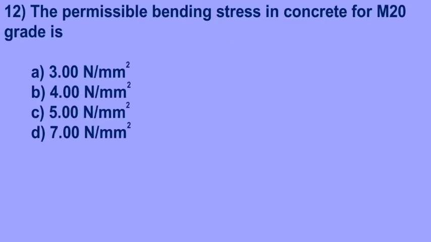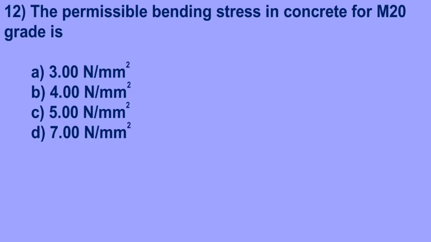12th question. The permissible bending stress in concrete for M20 grade is option A 3 Newton per mm square, option B 4 Newton per mm square, option C 5 Newton per mm square, and option D 7 Newton per mm square. The answer is option D 7 Newton per mm square.